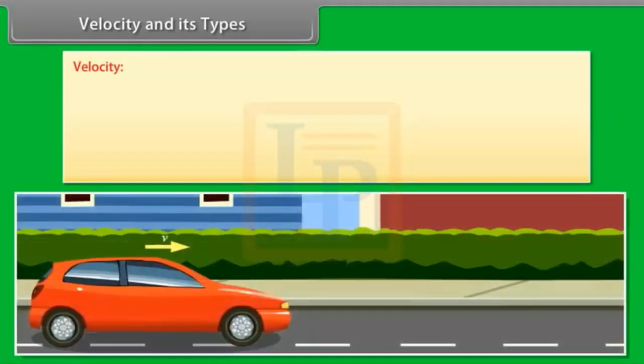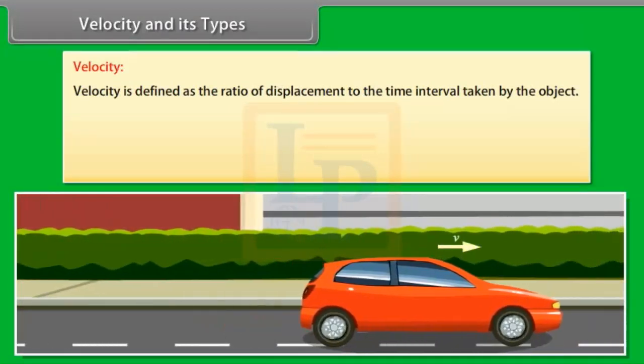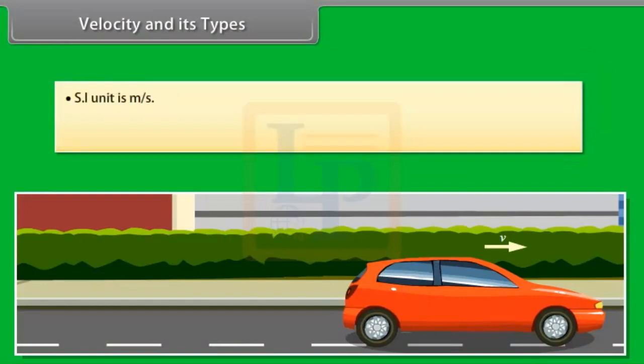Velocity and its types. Velocity. Velocity is defined as the ratio of displacement to the time interval taken by the object. Therefore, velocity is equal to displacement upon time interval. It is a vector quantity. SI unit is m per s. Dimensional formula is M raised to the power 0, L raised to the power 1, T raised to the power minus 1.